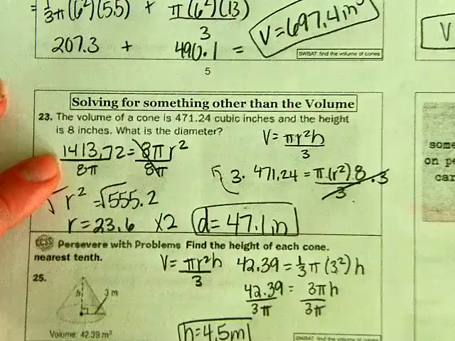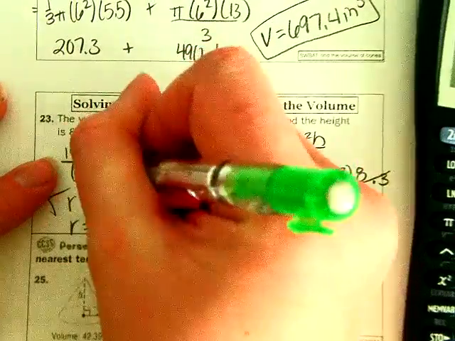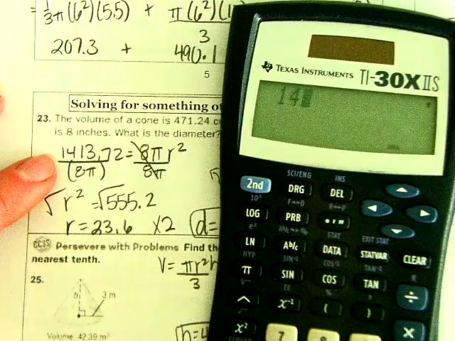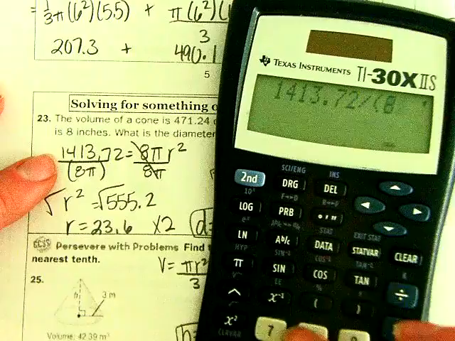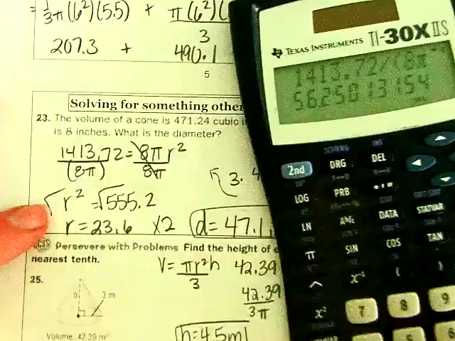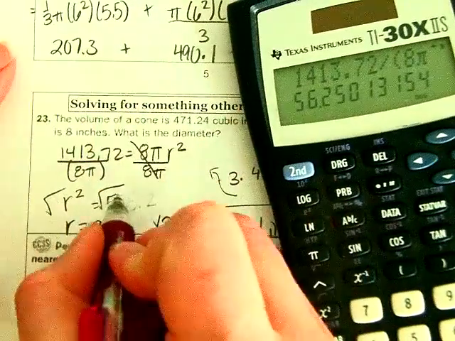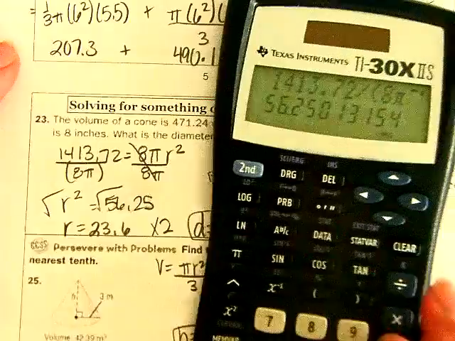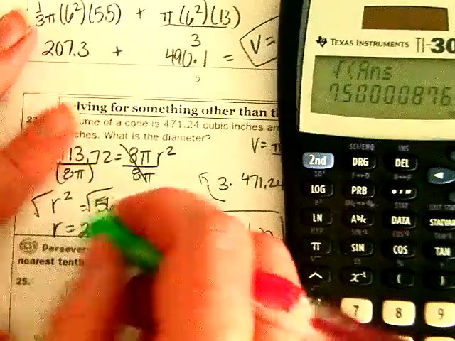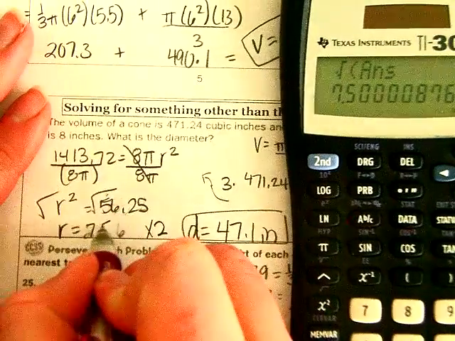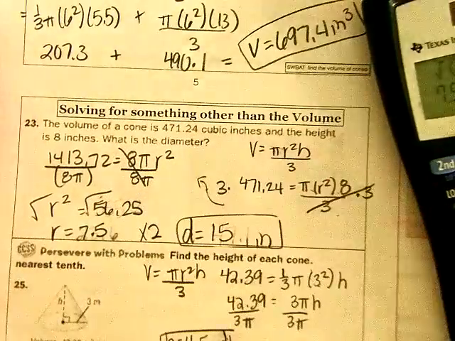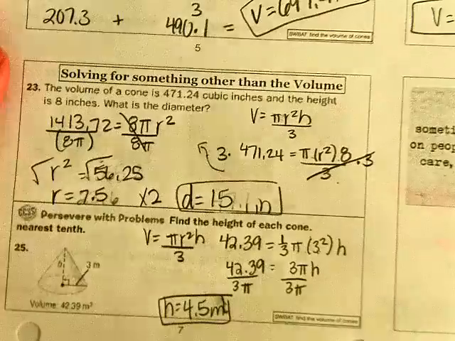So this number, 8 pi, has to be in parentheses, because otherwise it's going to take 1413 divided by 8, then times pi. So 1413.72 divided by parentheses 8 pi. It's 56.25. That's better. Then the square root of that answer is 7.5. There we go. That times 2 is 15. Got it sorted out. Okay, there we go. That's much better.